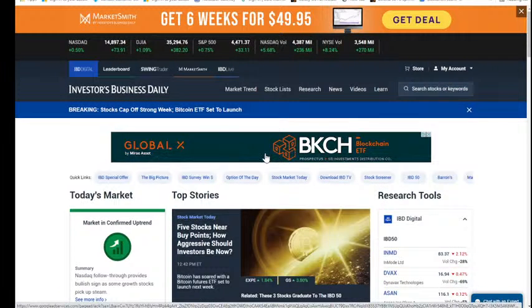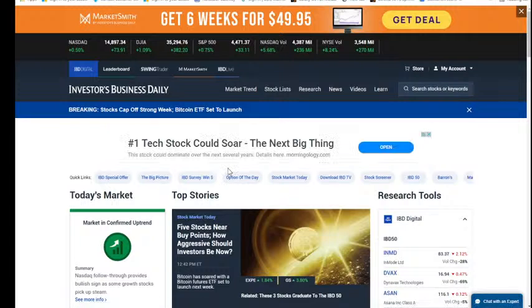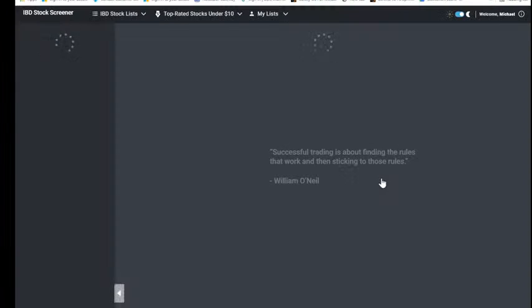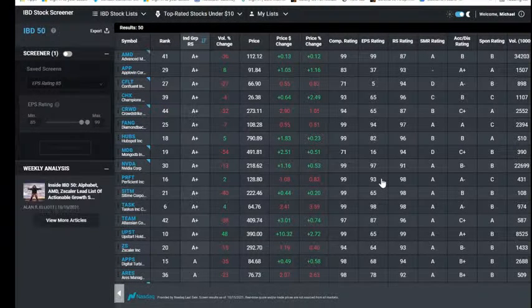If you sign up for investors.com, the IBD digital version, it's about, I think, $20 a month. You can get another rate that's a little cheaper. But you can use their stock screener. They've actually revamped this within the past year. It's an excellent tool. It has a lot of the same stuff that MarketSmith has on it. You just have to do a little bit more work.